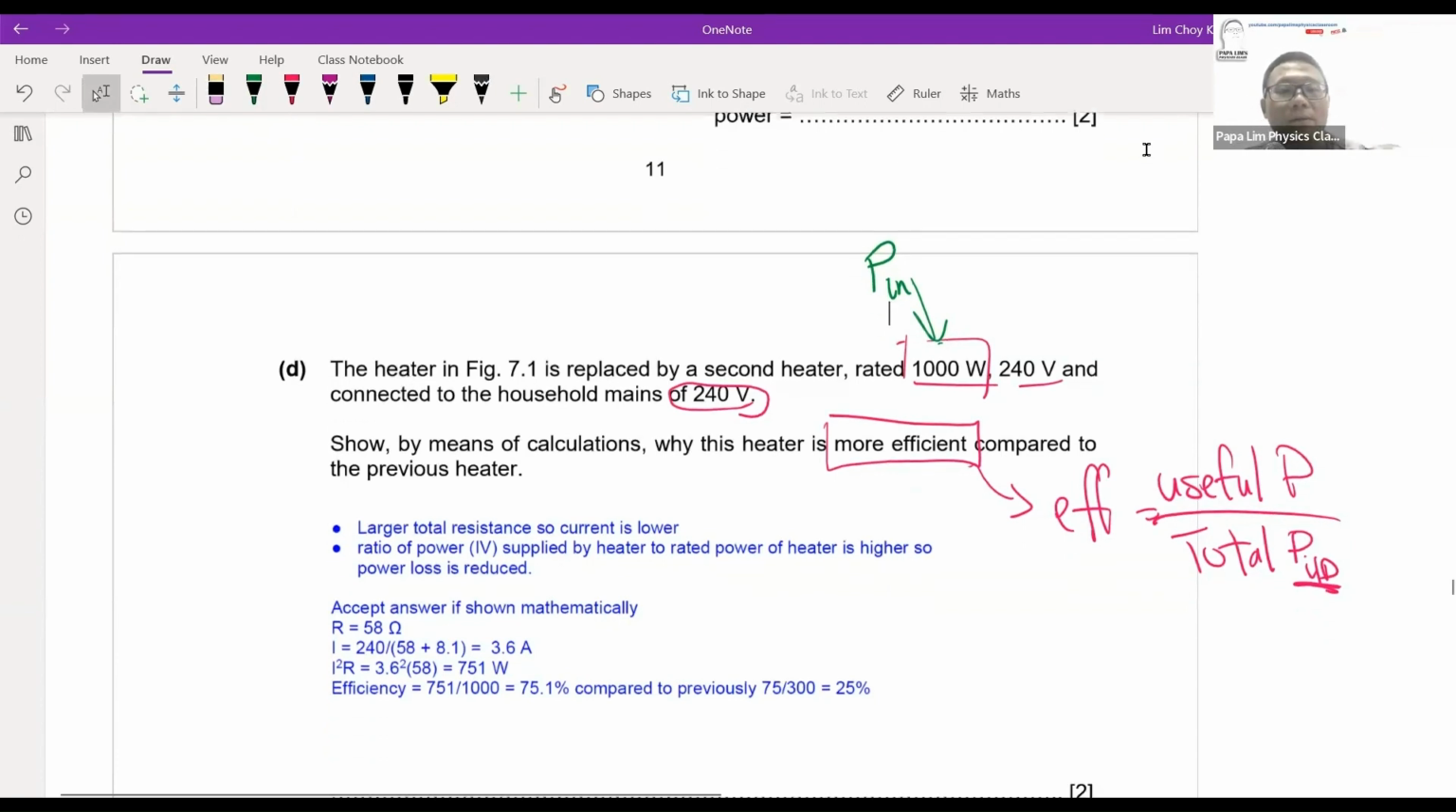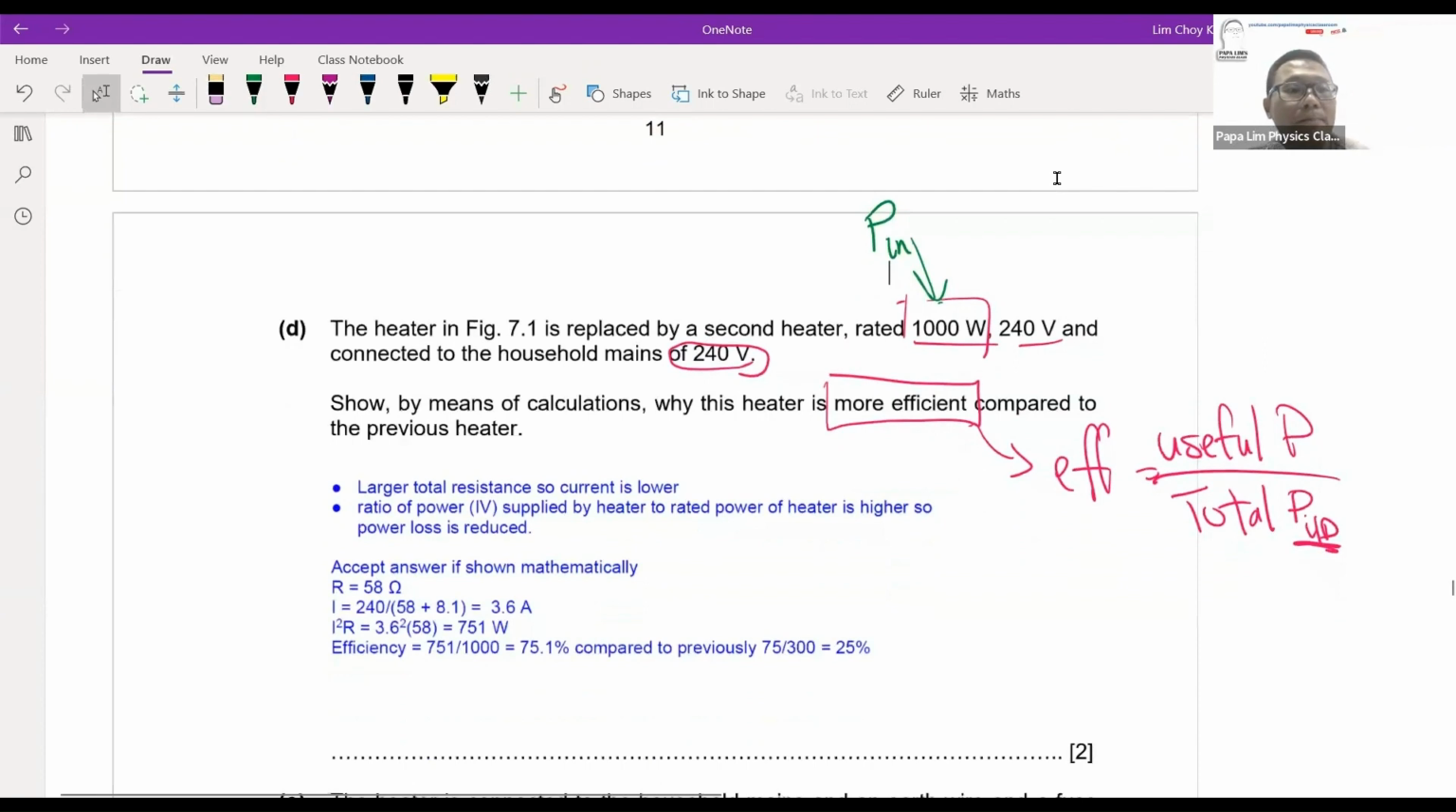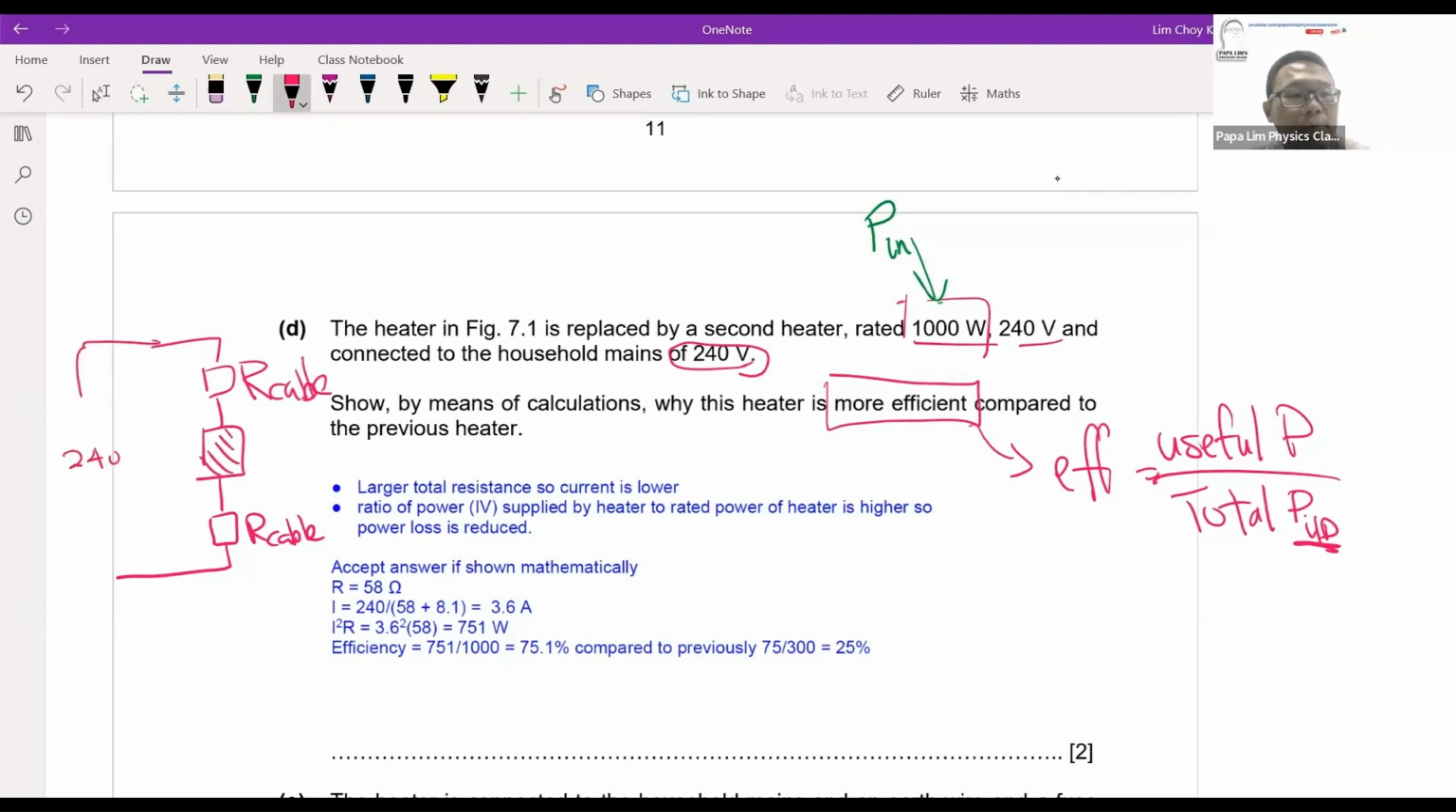So now remember what we did, we replaced the heater. So in this question here, we replace the heater. The cable is still there. This is the resistance in the cable. So this is the heater now. The power supply, we also replace it with a 240 power supply. The current inside here.